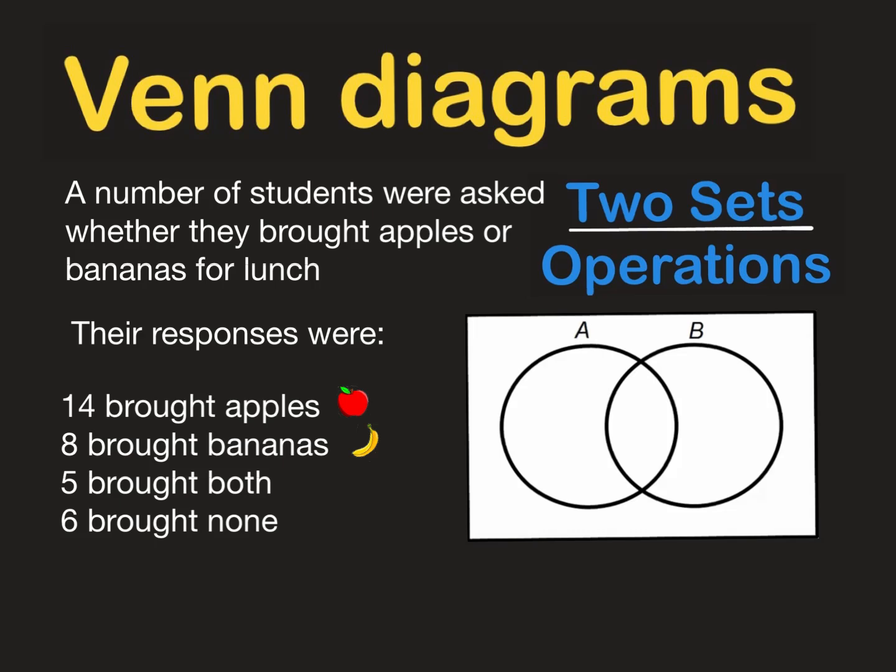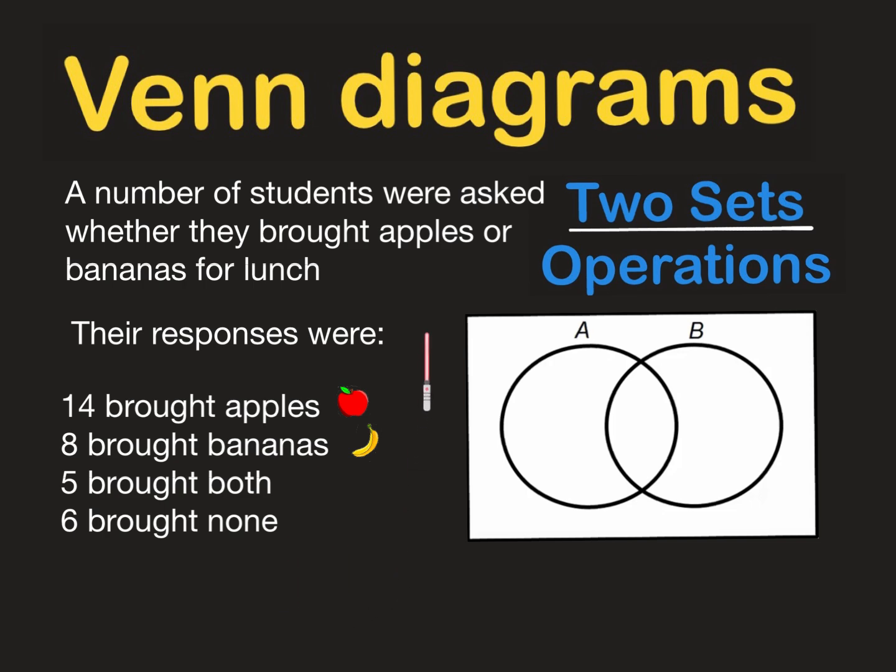Well, previously I've shown you a number of videos showing how to shade the union of sets and the intersection of sets. This time I'm going to show a problem which involves two set operations. So I have a number of students who are asked whether they brought apples or bananas for lunch. And their responses were that 14 brought apples, 8 brought bananas, 5 brought both, and 6 brought none.